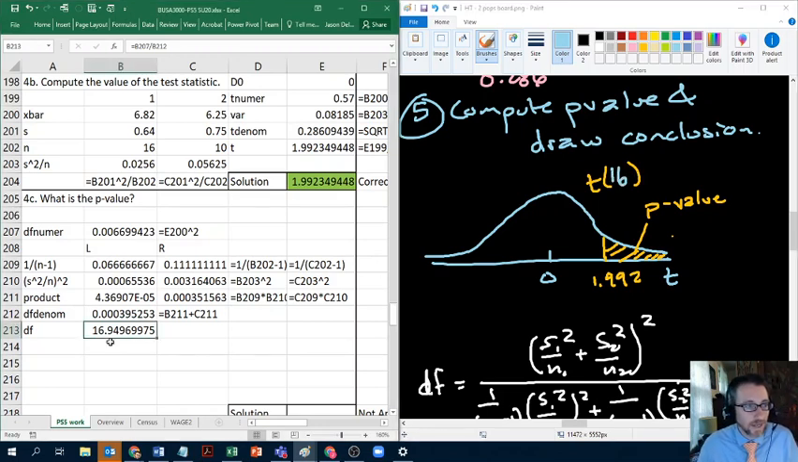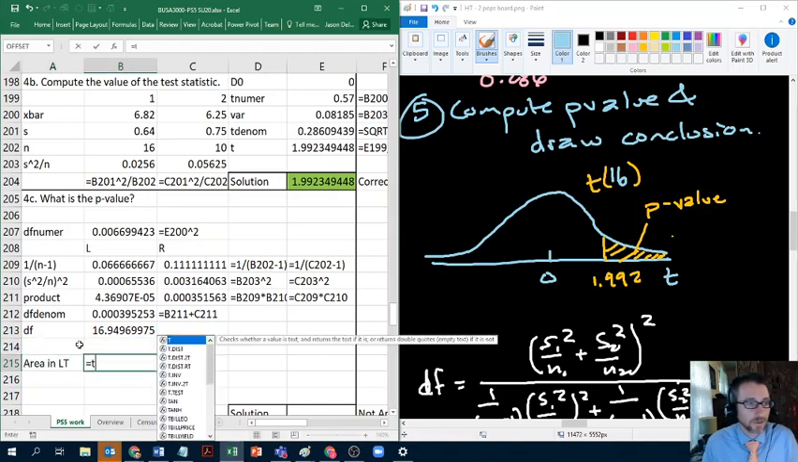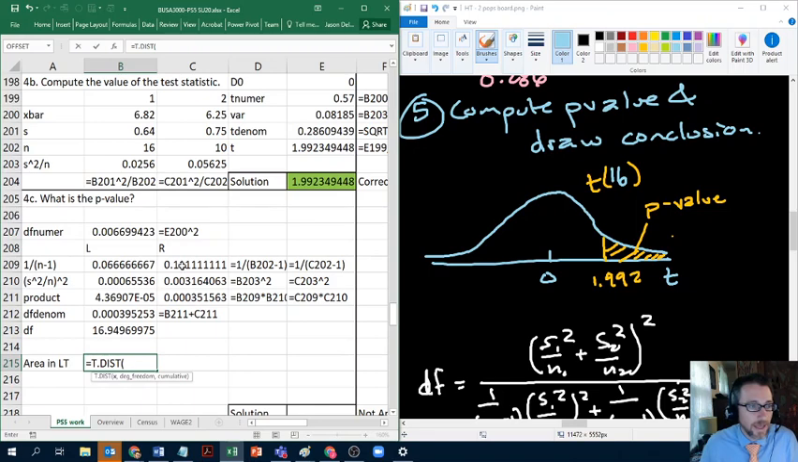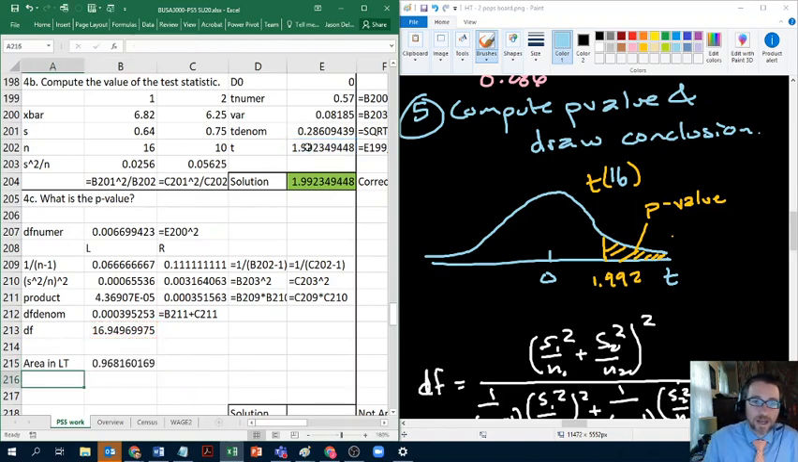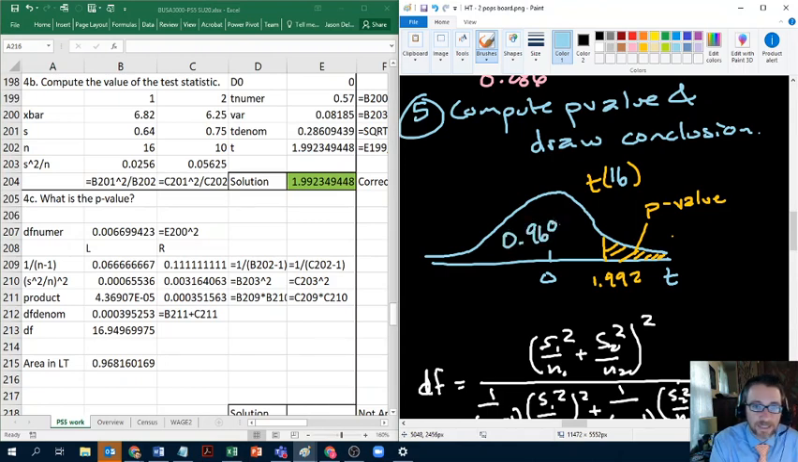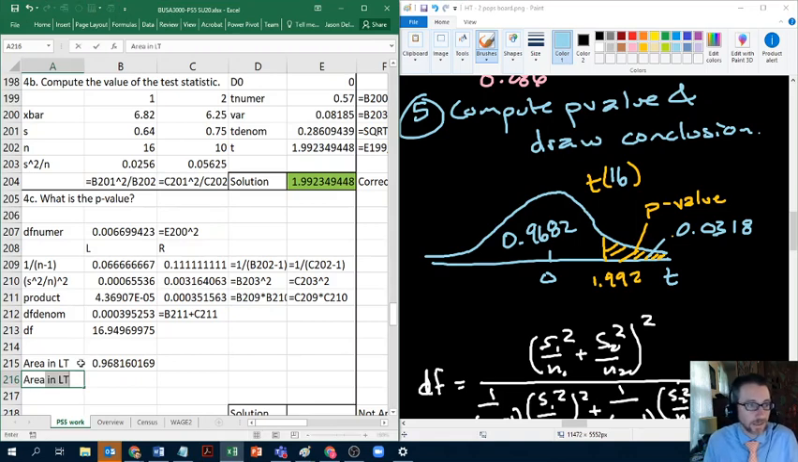I'm going to find the area in the left tail first. Area in the left tail equals t.dist, and then my t statistic is right here. That's what it means by x. And then my degrees of freedom is right here, and then I want it to be cumulative. So that area in the left tail is going to be 0.9682. And now I need to subtract that from 1. I know it's going to be 0.0318, something ballpark there, but I'll find it exactly with Excel.